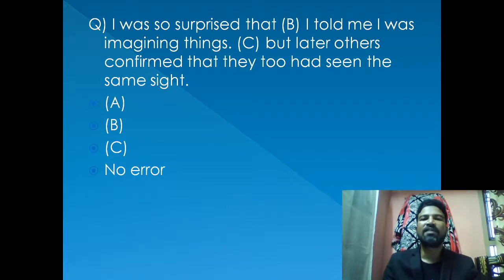I was so surprised that I told me I was imagining things, but later others confirmed that they too had seen the same sight. So this question is also a repetition. So you guys can easily guess the answer now. The answer is part B because the error is in part B. I told me is the wrong expression. It should be I told myself.